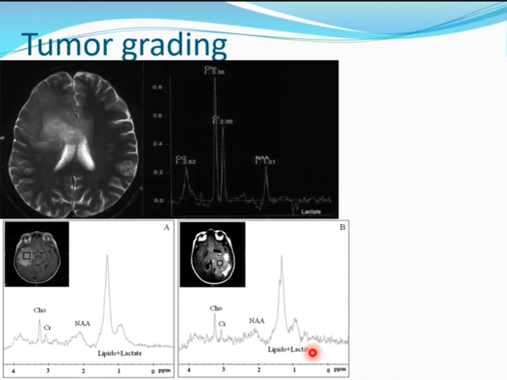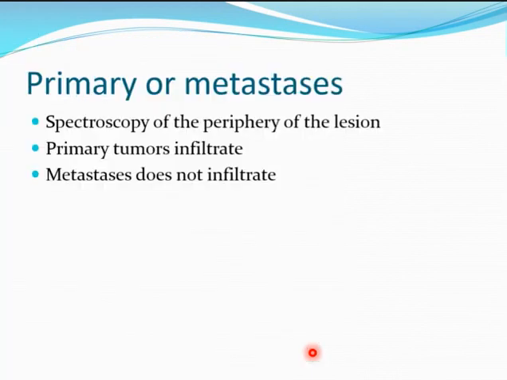Okay till now? Good. Now, can it help us decide whether this tumor is a primary or a metastasis? Of course. You do spectroscopy for the periphery of the lesion. The primary tumor infiltrates, metastasis does not infiltrate. You do spectroscopy for normal-looking areas adjacent to the mass. When you have a primary tumor, it will infiltrate and show you abnormal spectra, while metastasis does not infiltrate and will show you normal spectra. Get it?